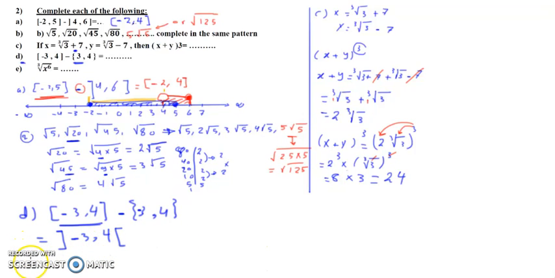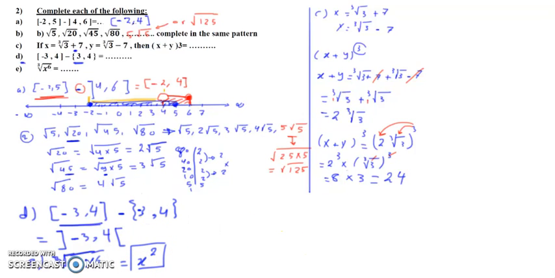Number E, cube root of x power 6. This means that we will divide the power by the index 3, so 6 divided by 3 equals 2. So the answer will be x power 2.